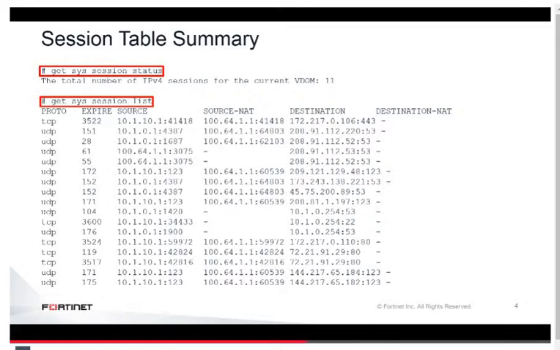This command lists one session on each line and includes information such as protocol, source IP address, destination IP address, and port. You can use the grep utility with this command to list only the sessions for a specific IP address.